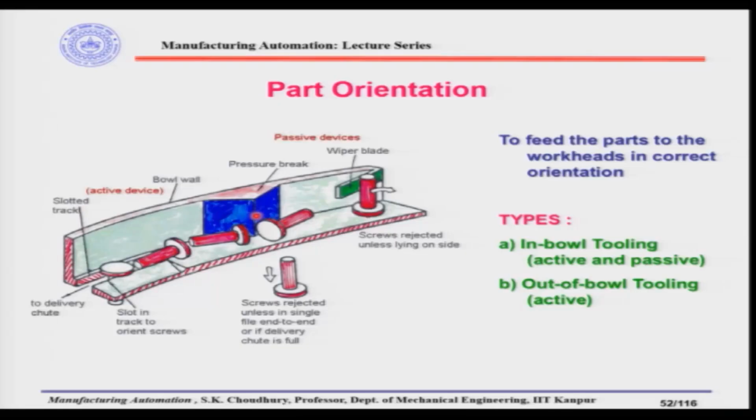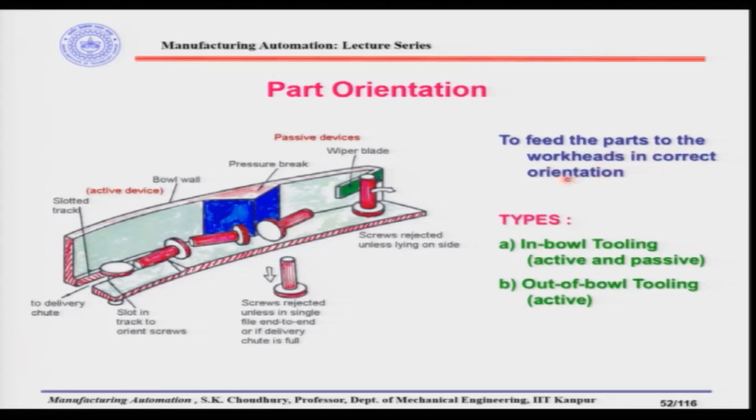Now, our next topic we will be discussing is part orientation, and earlier as I discussed, the parts have to be fed to the automatic assembly machines from the bowl feeders in the right orientation. So, there have to be some kind of orienting devices, so that the parts could be fed in the right orientation in case the parts are not coming in the right orientation at the bowl feeder exit.